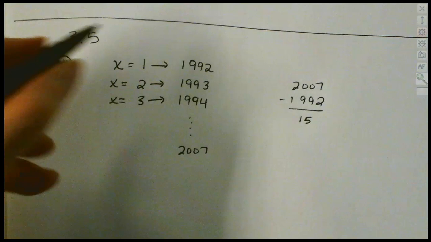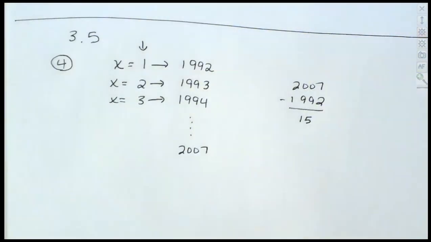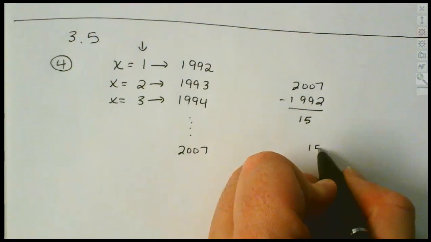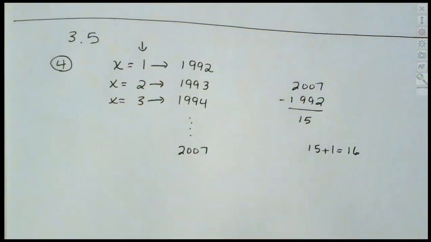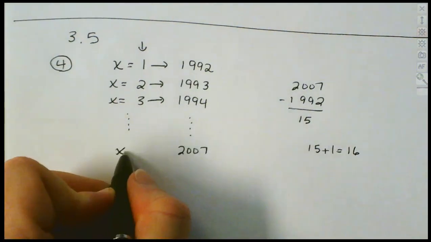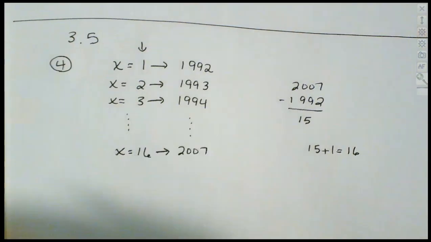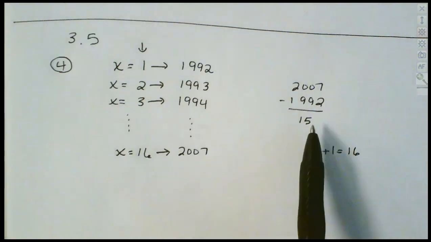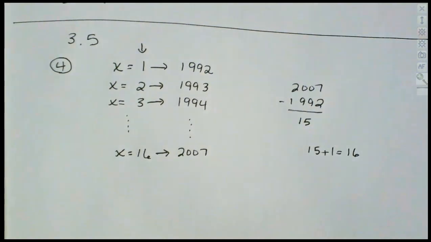Now, in 1992, what are we going to start with on our x value? We're starting with 1, right? So our difference is 15. If we take that 15 and add 1 to it, we get 16. So that means year 16 corresponds with 2007. Is everyone okay with how I got that? I looked at how far the difference was, and then I looked at where I started. So we started at 1. I took that 1 and added it to the 15-year difference, and that gave me my 16. So that 16 is our x value.